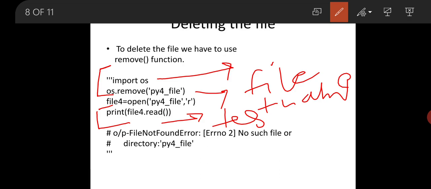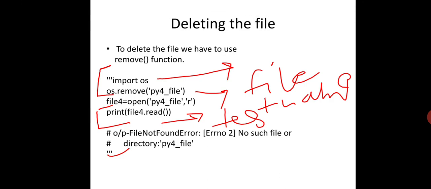Then what output will be shown? See the output: FileNotFoundError, Errno 2, no such file or directory py4 file, because above we first deleted this file, because py4 was deleted. Then how can we read the content of that file, because that file does not exist in that folder. So this is the way to delete the file by using file handling.